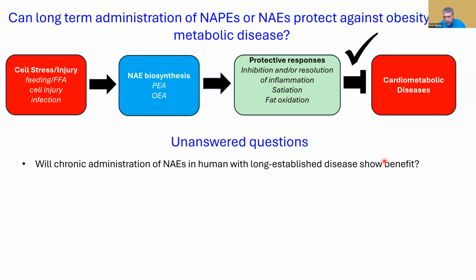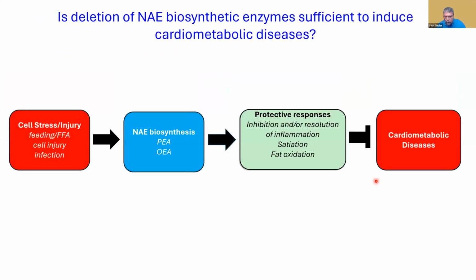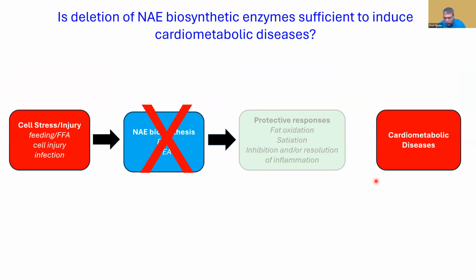But also human disease is certainly far more advanced than what you see in rodents. It's longer established, and so we really need clinical trials to know if administration of PEA and OEA will be beneficial. But it also raises the question, if OEA and PEA are so protective, then why isn't the endogenous biosynthesis of these compounds protective? And is this really just a pharmacological effect? Is it important endogenously? And to answer that question, of course, one of the ways to do that is to do genetic deletion of the various biosynthetic genes and ask, does this drive cardiometabolic disease?